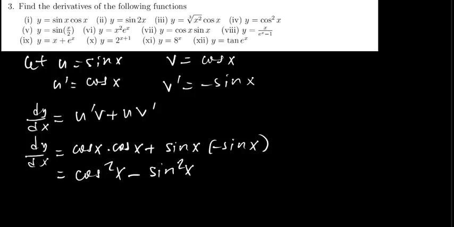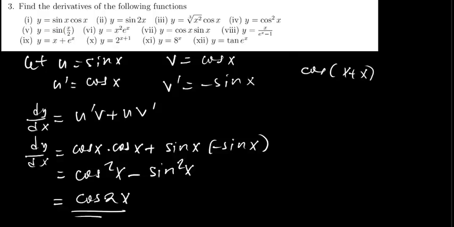You can end here, but what I want you to understand is that this is an identity. So this identity is replaced by cos 2x. So you can end there. Because if you go ahead and also use the identity, this is going to give you this, because this is the same as cos 2x.